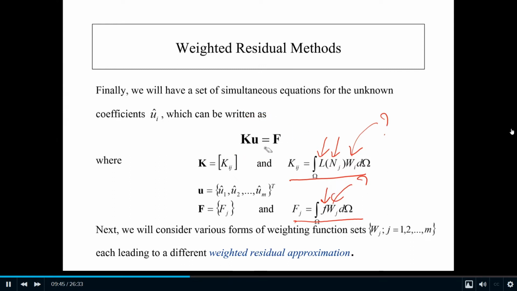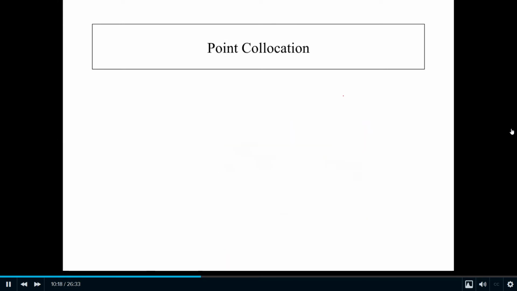So let's start with the first one. The first choice of weight function, because as I said, the equation here will be different for each choice of weight function. Depending on the weight function that you use, you would have a set of equations to solve for u hat i, right?